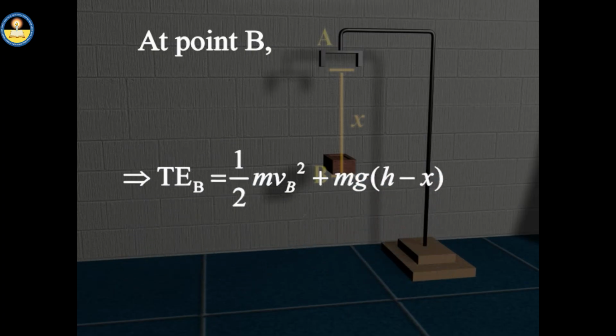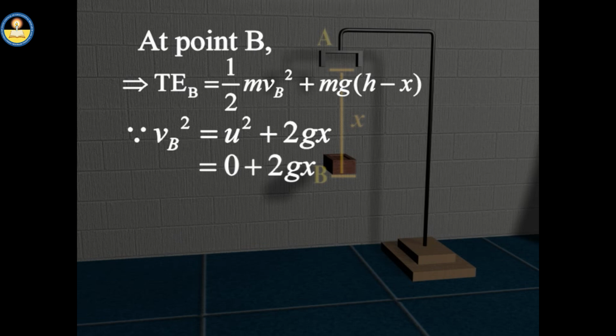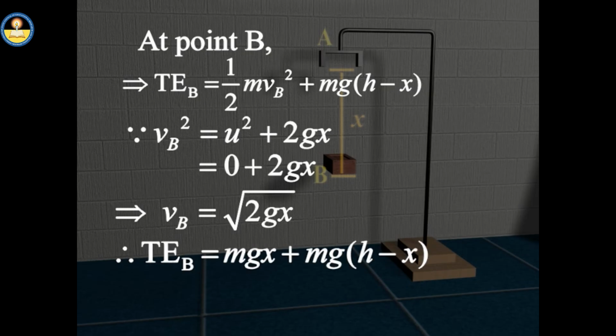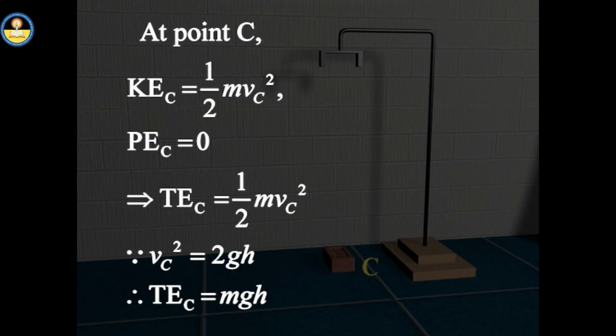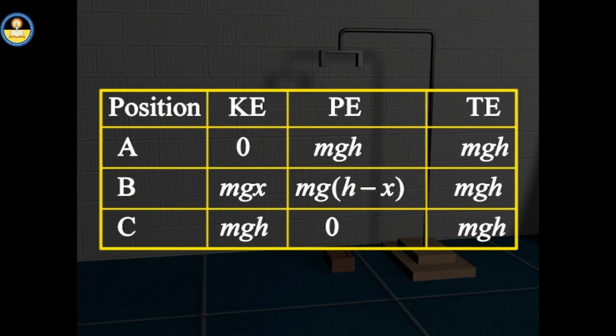Using the second equation of motion, the velocity of the brick at point B comes out to be under root 2gx, and thereby the total energy at point B also comes out to be mgh. Similarly, at the ground, its total energy again comes out as mgh. This shows that the potential energy of the body continuously decreases as the body falls, whereas its kinetic energy continuously increases as it comes closer to the ground. That is, potential energy is transformed into kinetic energy.